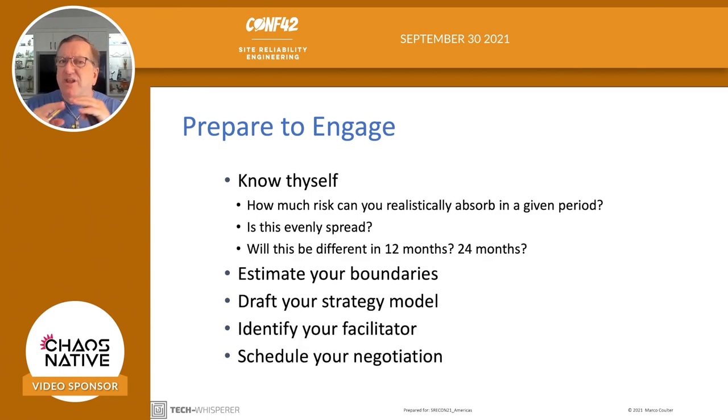Is that risk spread evenly throughout the year, or do you have peak periods like a Black Friday or a Super Bowl or a New Year's Eve? Are you in a period of significant transformation as an enterprise? Will things be the same in 12 months or be so different as to make today's SLOs meaningless? Use all this to gather your needs.